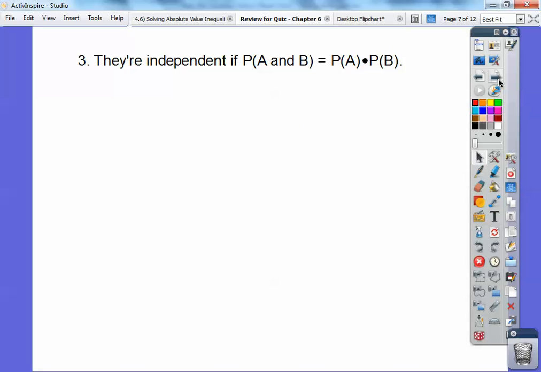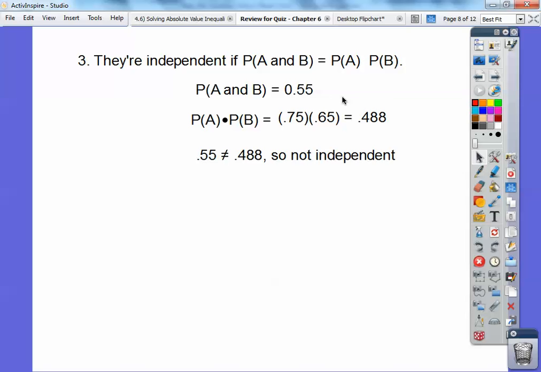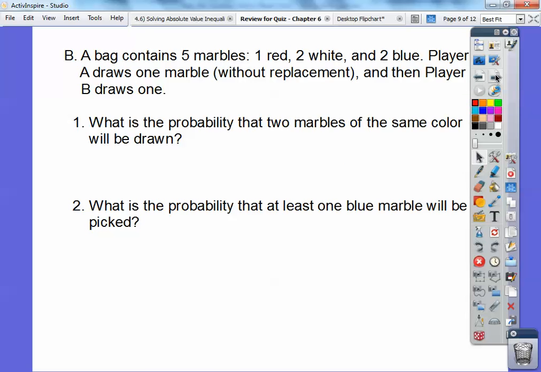Okay, and then are they independent, you guys? If they're independent, when I introduced that to you, then the probability of A and B would equal the probability of A times the probability of B. So we know the probability of A is 0.55. They gave us that, and so probability of A times B is that, and so they're not equal to each other, so they're not independent. Alrighty, easy enough.